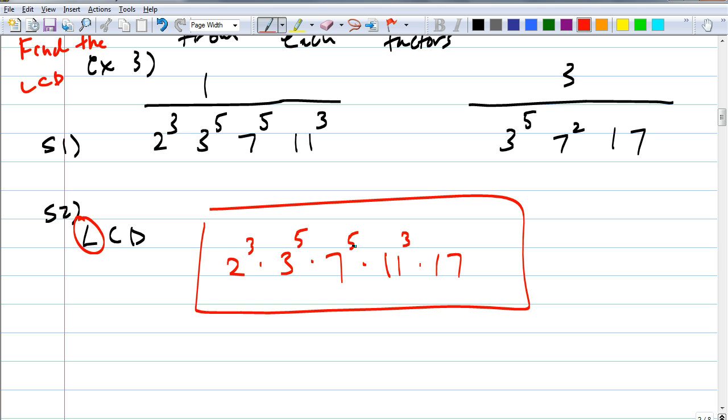Anybody else? Come on. Think about it. Why can we not choose 7 to the 2nd? Why do we have to choose the highest exponent? Emily, what do you think? The higher the denominator, the less... Oh, not quite.